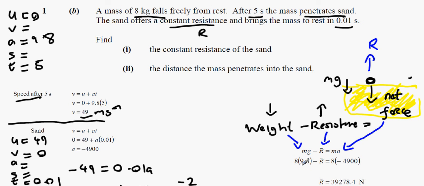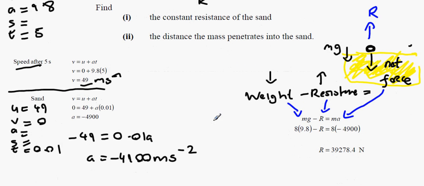Now we plug our numbers in. 8 kilograms multiplied by 9.8 minus R equals 8 times the actual deceleration, minus 4,900 meters per second squared. Multiply them out, isolate R on its own, and the result is the resistance is 39,278.4 newtons.